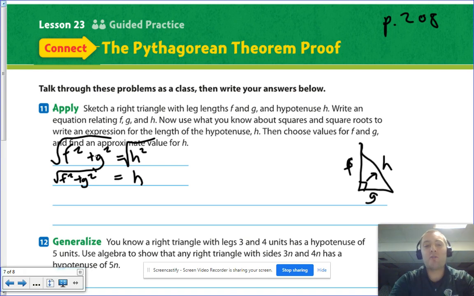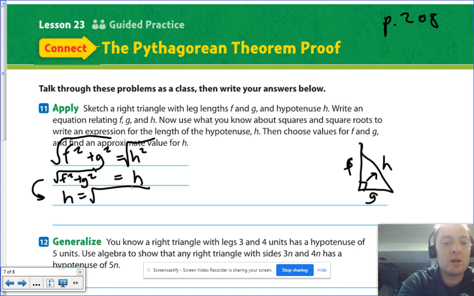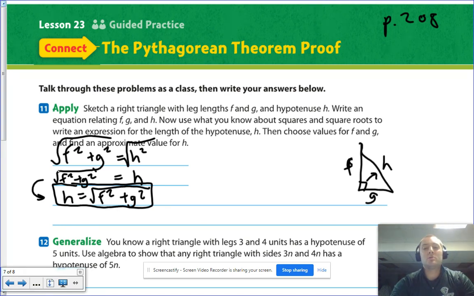Okay, so we have a formula then, and if you want to turn it around and write it so that h equals the square root of f squared plus g squared, it just might look a little better that way. Now we have a formula that we can always use if we want to find the hypotenuse. You just square the two other sides, add them up, and then take the square root of whatever you get there.